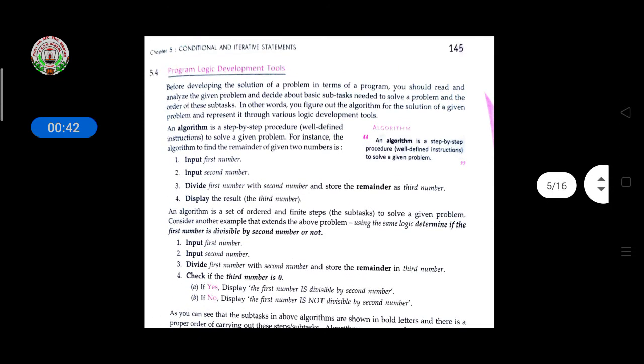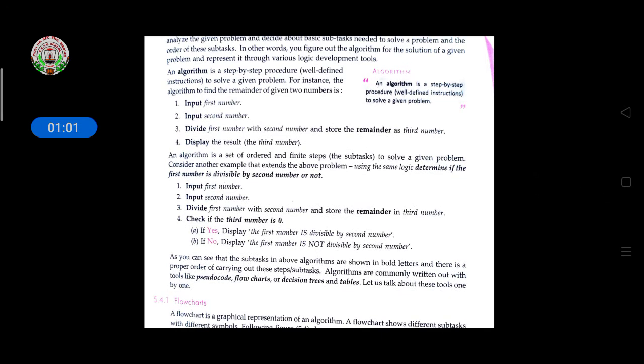So first we will start with the algorithm. An algorithm is a step by step procedure, well defined instructions to solve a given problem. For instance, the algorithm to find the remainder of two numbers is, this is an example of how to write it. First, input the first number. Second, input the second number. Third, divide the first number by the second number and store the remainder as the third number. Then display the result, the third number. Like this we write the algorithm in a set order. An algorithm is a set of ordered, finite steps, the subtasks to solve a given problem.